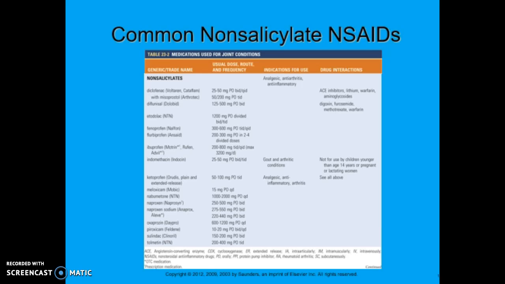What would be the pros of using non-salicylates? So some patients who do not respond to the salicylates might respond to the non-salicylates. So this could cause less GI disturbances and the tinnitus.